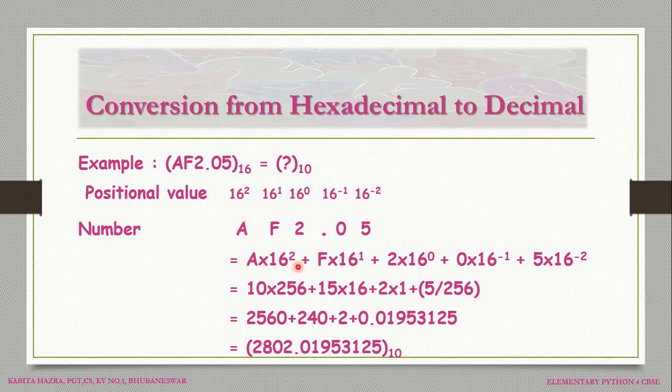So A multiplied by 16 power 2, since A represents 10, so this is 10 into 256, that is 2560. F represents 15, so F into 16 power 1, that is 15 into 16, that is 240. 2 into 16 power 0, 16 power 0 is 1, so 2 into 1 is 2, and 0 multiplied by anything is 0. So we will multiply 5 into 16 power minus 2. So that is 5 by 256, which is 0.01953125. So the result in decimal is 2802.01953125.